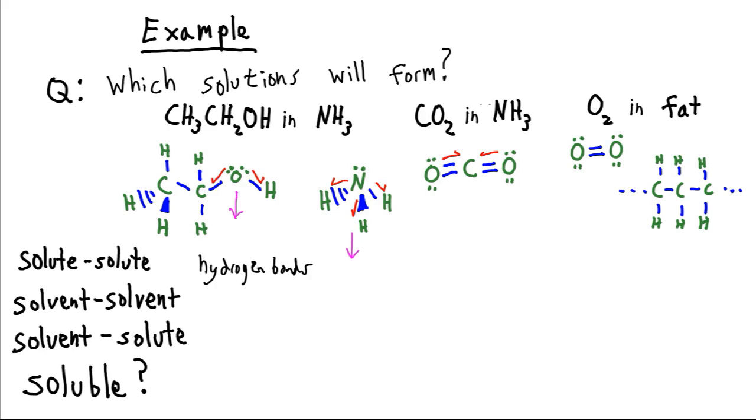So in both of these cases, we have hydrogen bonds. When they interact with each other, we could certainly have this hydrogen interacting with that lone pair on those nitrogens, or these hydrogens interacting with those lone pairs on that oxygen. So again, we have some hydrogen bonds.